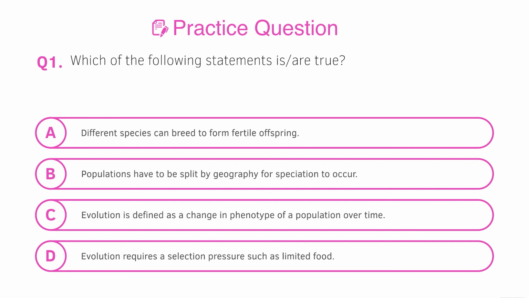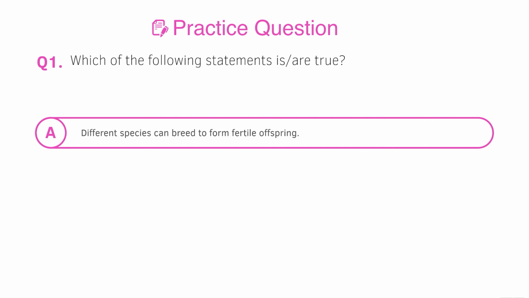Okie dokie, so we'll go through some answers now. So A, different species can breed to form fertile offspring. We know that's false because the whole concept of speciation is that two populations become so different that they form different species because they can no longer interbreed with each other to form fertile offspring. And that's actually a really important point there that I forgot to stress earlier. So remember to include this word fertile offspring. So individuals of the same species breed to form fertile offspring, but individuals of different species cannot do this.